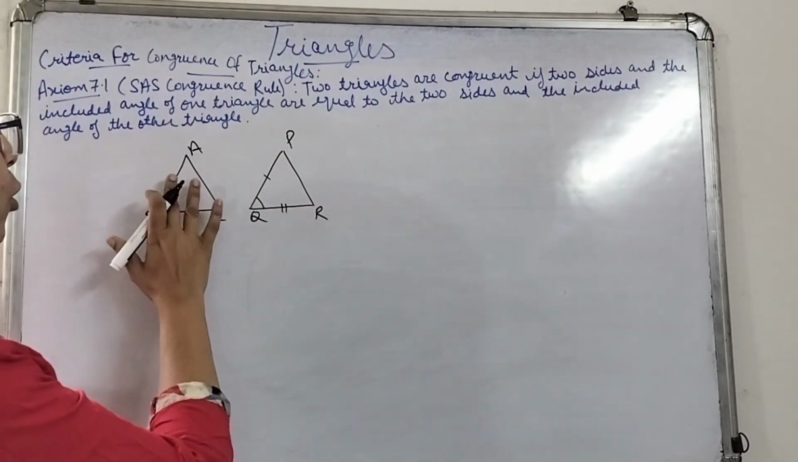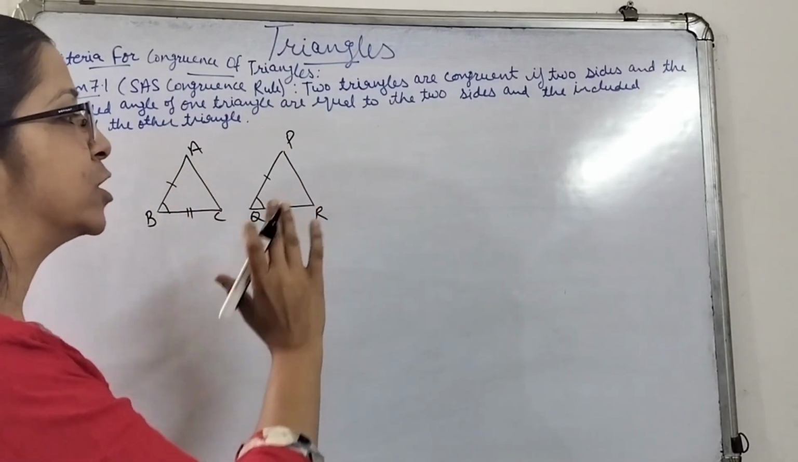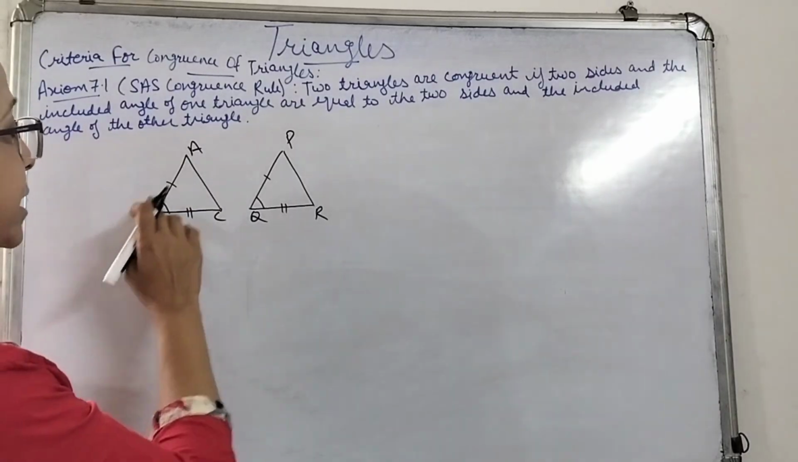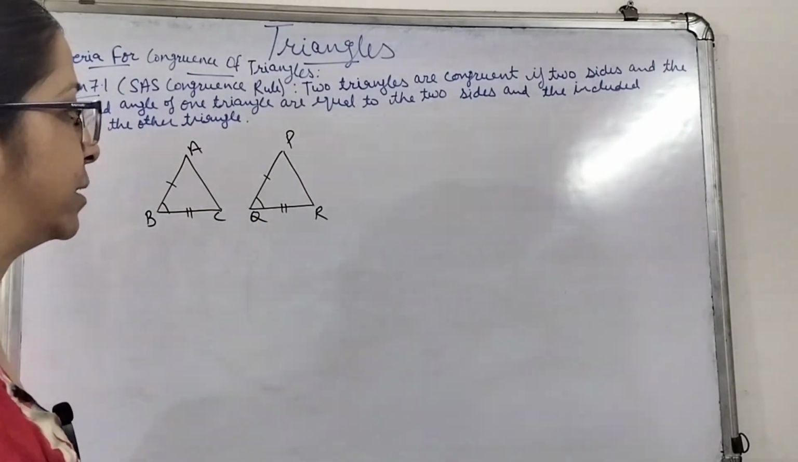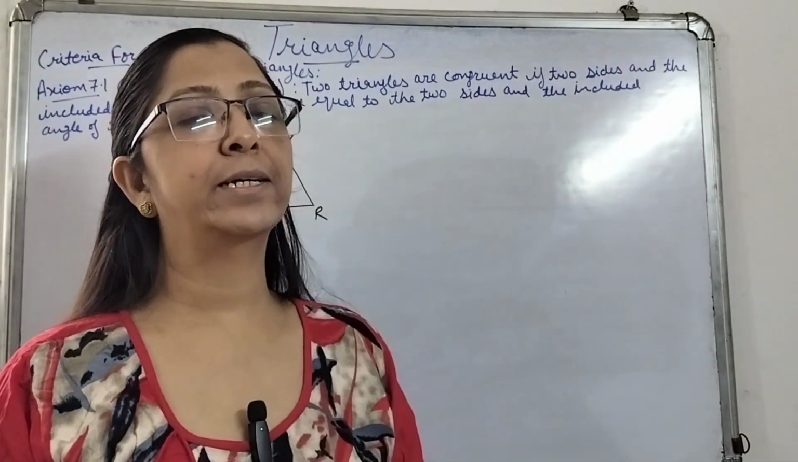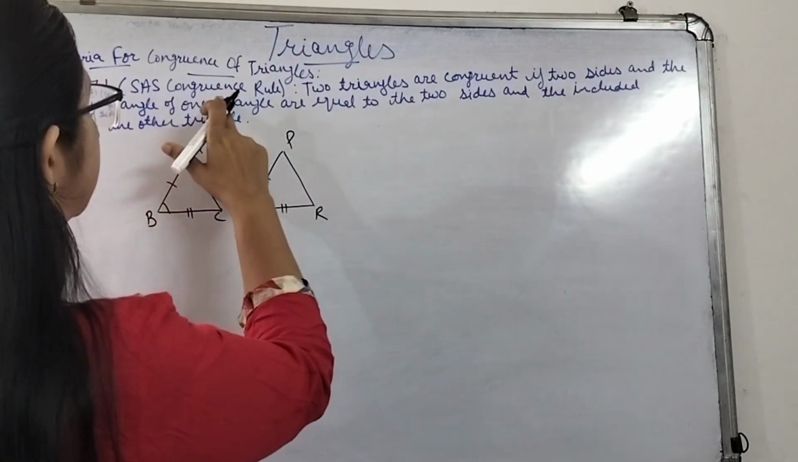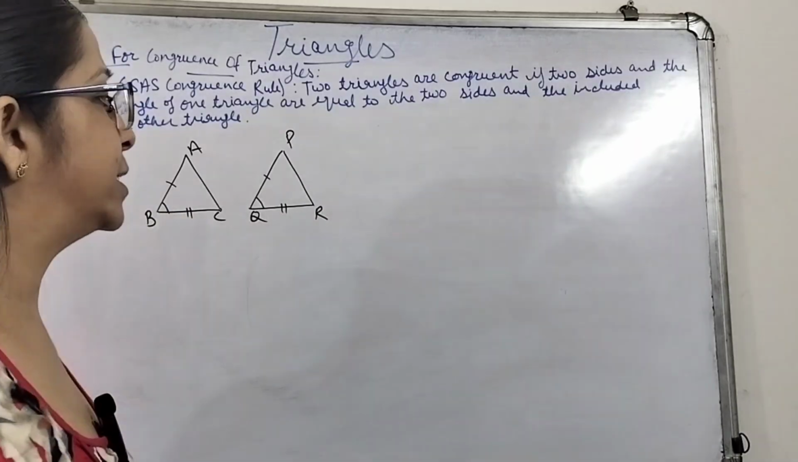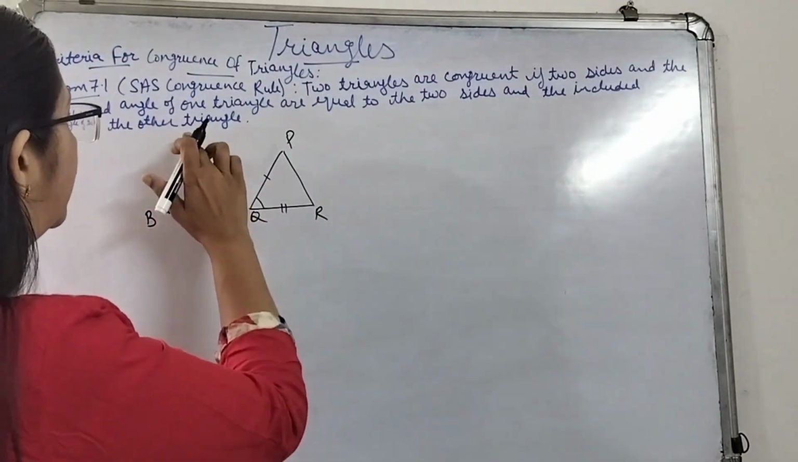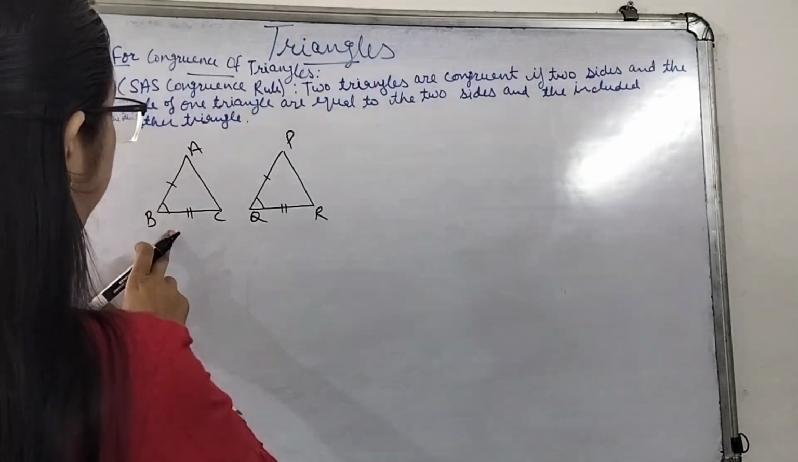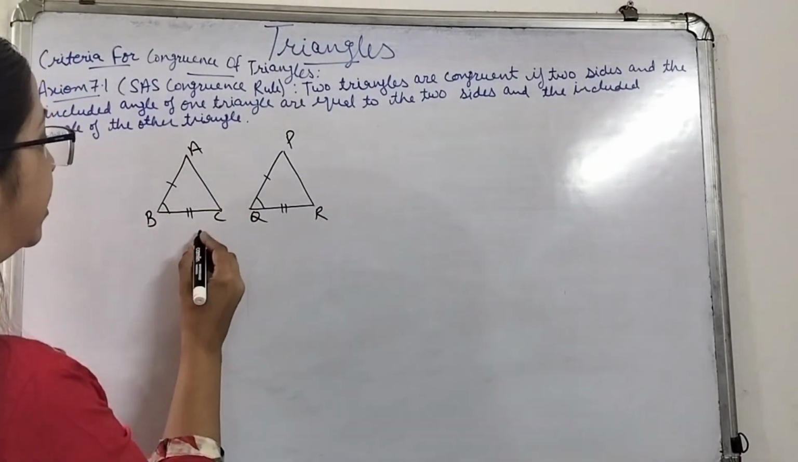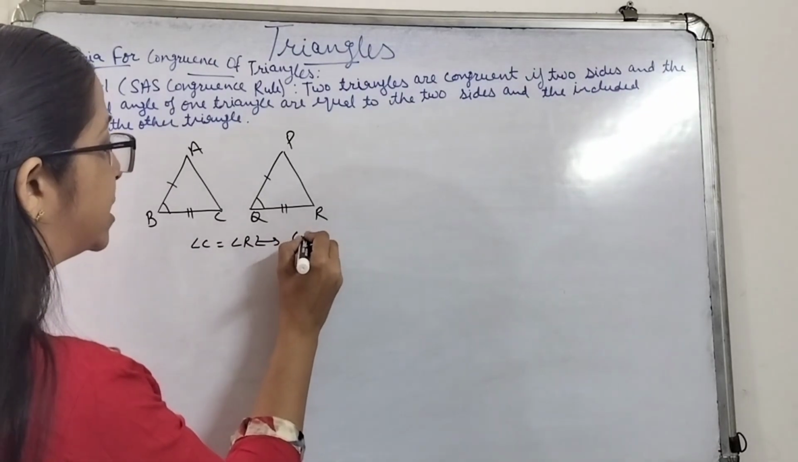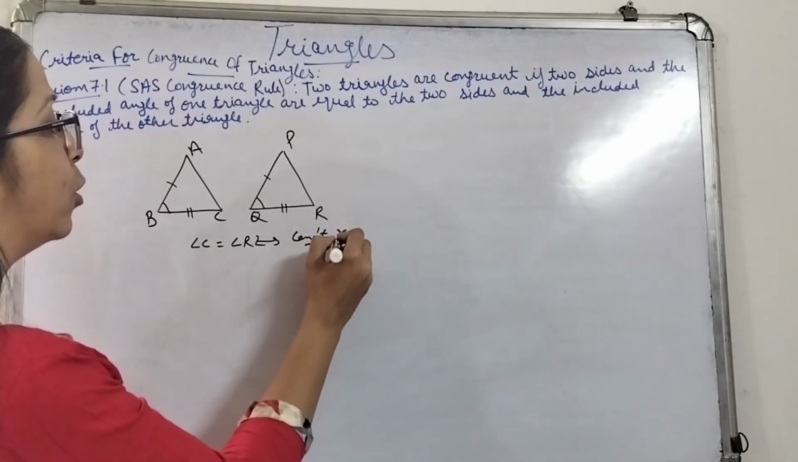The two sides of one triangle are equivalent to the corresponding sides of the other triangle, and the included angle of this triangle is equivalent to the included angle of the other triangle. Then we say that the two triangles are congruent by SAS rule. Over here it is very important that the angle which is equal should be the included angle. If instead of angle B and angle Q, it is given that angle C is equivalent to angle R, in that case we cannot say that the triangles are congruent.